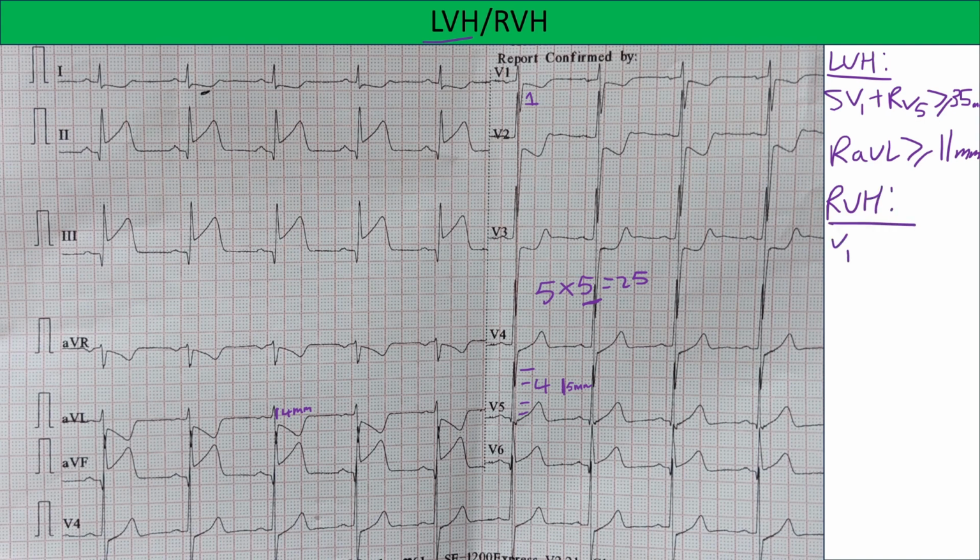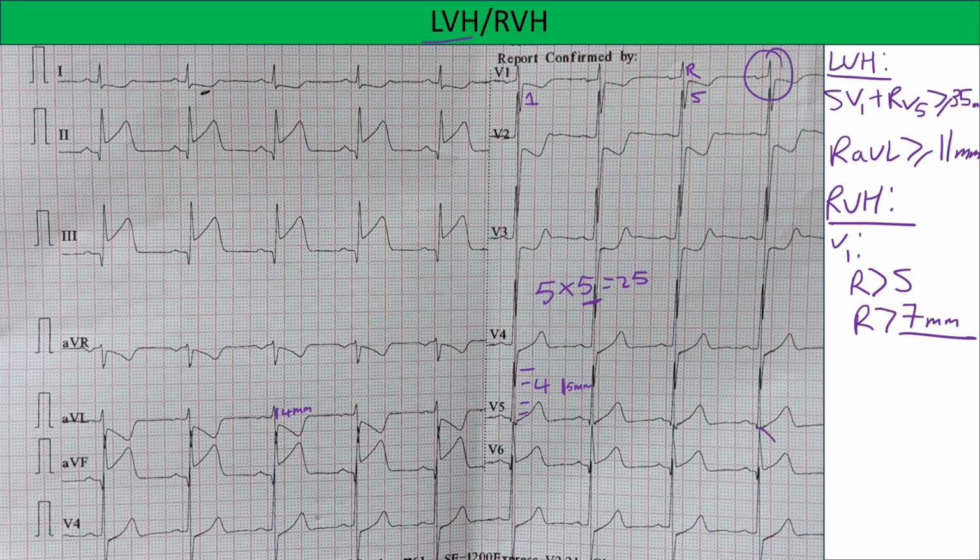So, in this case we look at V1 and V6. In V1, we see if the R wave is greater than the S wave, or if the R wave is greater than 7 millimeters. In this case, the R wave is not greater than the S wave. Also, the R wave is probably about 4 millimeters, so it doesn't meet the criteria of 7. So therefore, there's no indication of right ventricular hypertrophy according to V1.